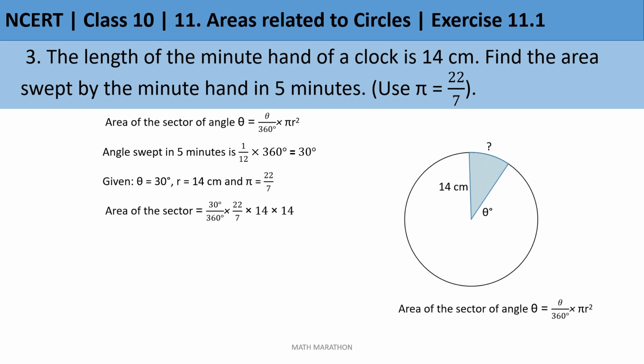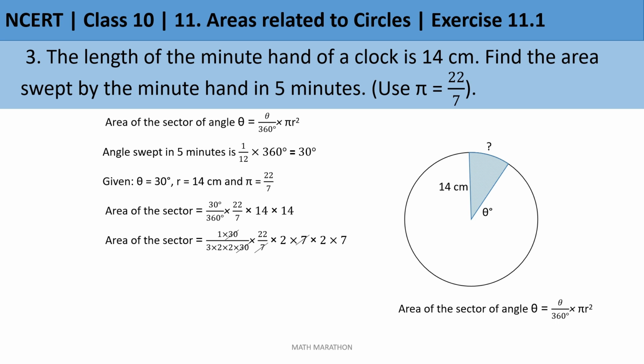Area of sector is theta, which is 30, divided by 360 multiplied by pi, which is 22 by 7, multiplied by r square, which is 14 square. In numerator, we have 30. In denominator, we have 30. Let us cancel out 30.